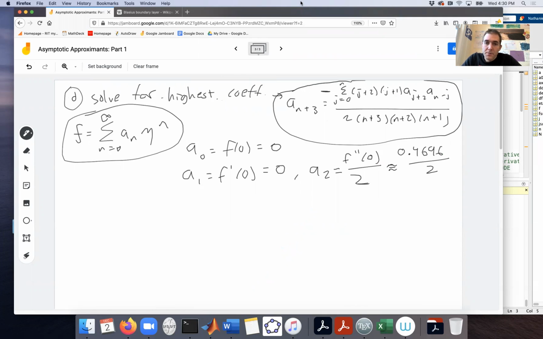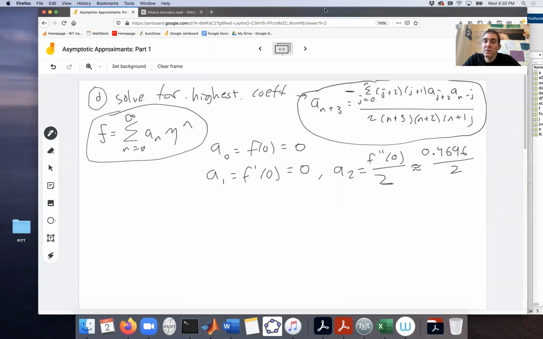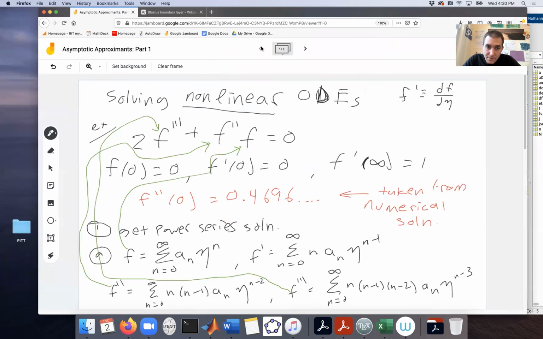Okay, so asymptotic approximants. How do we take this series and make it so it matches the infinite behavior and gets past this radius of convergence? Okay, so to do that, so we did step 1. We got the power series solution. It's divergent. We now are going to use the piece of information that we did not use at all for the power series, and that is this condition right here. F prime of infinity equals 1, approaching that linear slope as eta gets large.